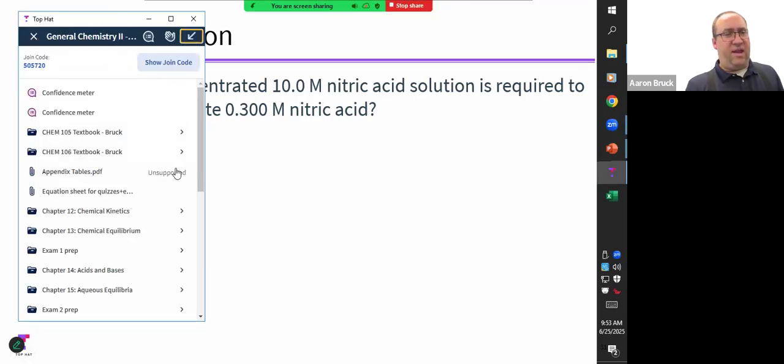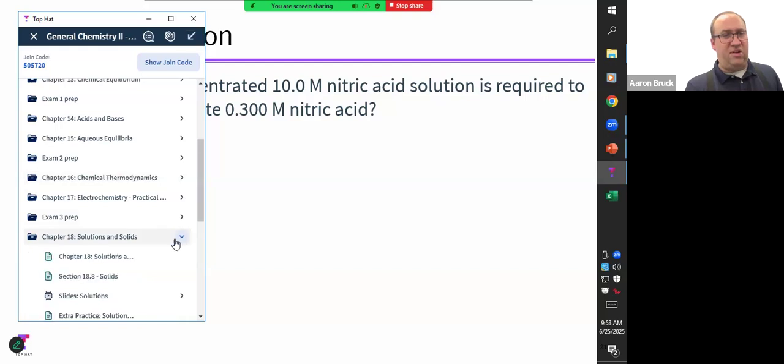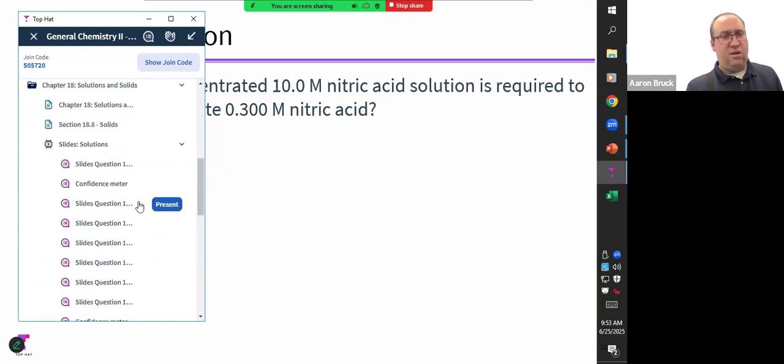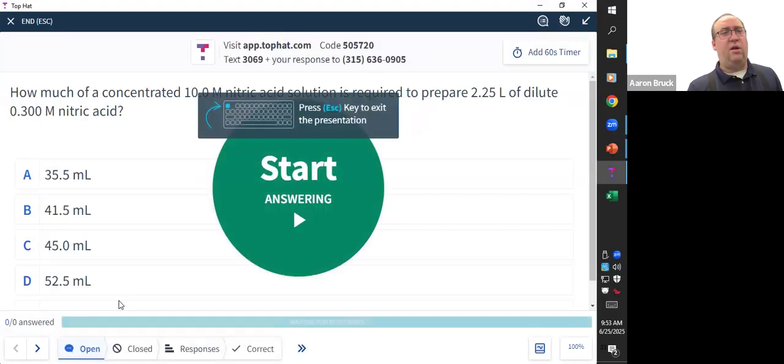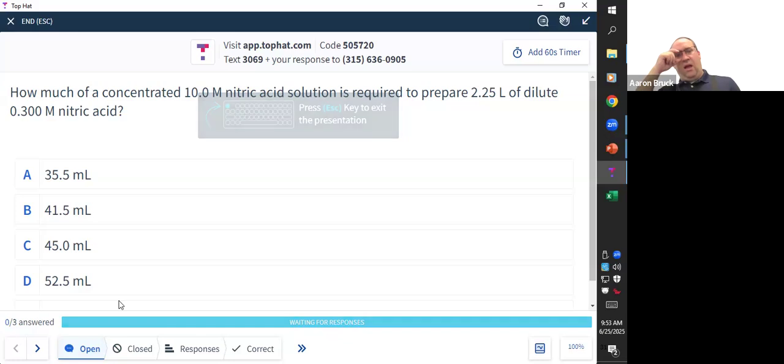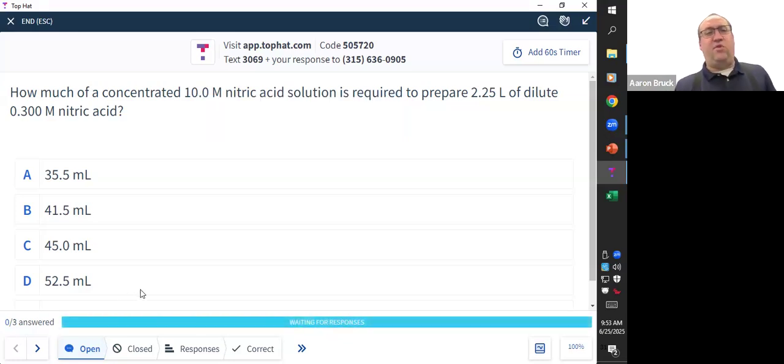So let's go ahead and take on a review question here. How much concentrated 10 molar nitric acid is required to prepare 2.25 liters of dilute 0.3 molar nitric acid?